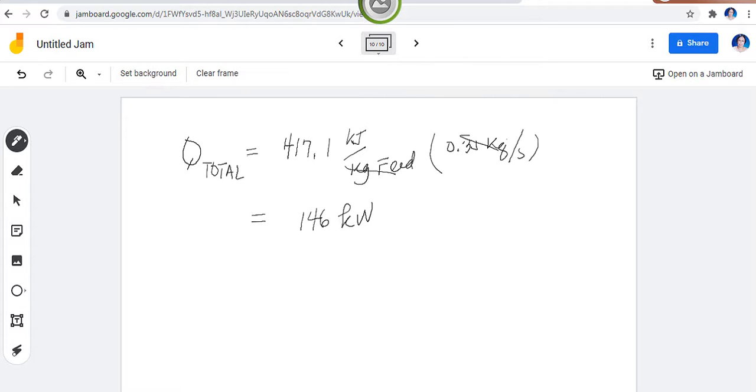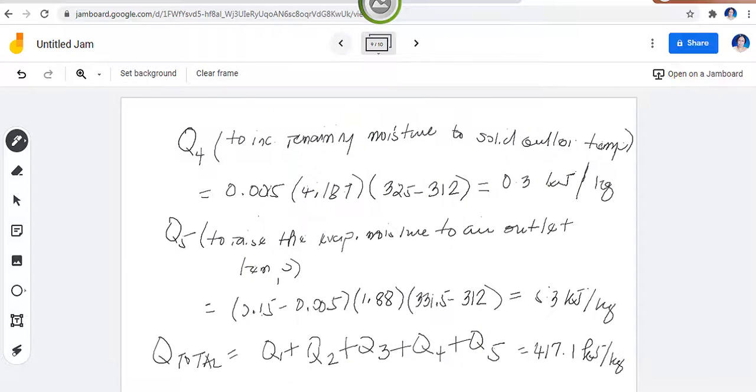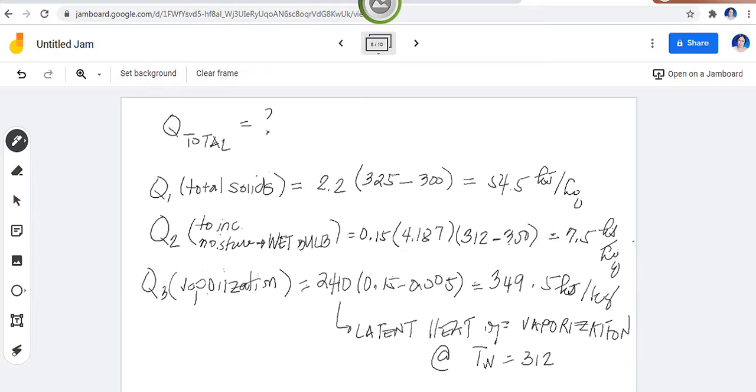Okay. Let me explain, because the very heart of solving this problem is really doing the right accounting for the total energy that your air is going to supply to your feed that has to be reduced in terms of its moisture content. The Q total will consist of, number one, the Q that is needed to increase the temperature of the solid only of the feed from 300 to 325. So this is the formula and this will be your answer.